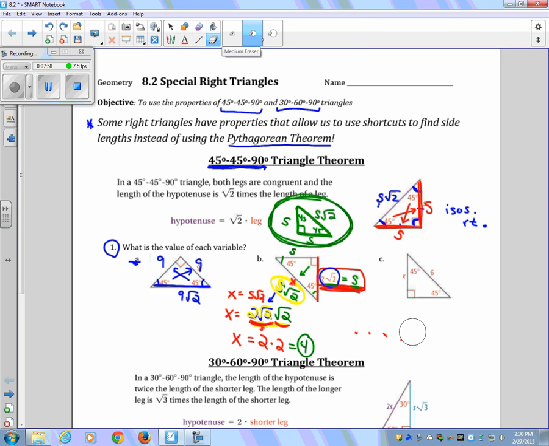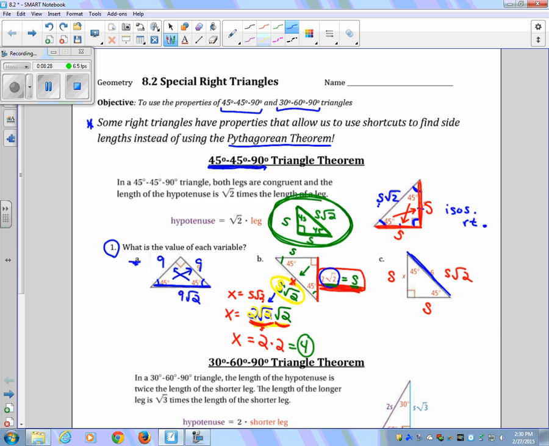Okay, let's try this next one. The side across from 45 is S. The side across from 90 is S root 2. Again, as soon as you approach these problems, I want you to label it that way. Don't skip that step. Then you're looking for the side where information is given to you.